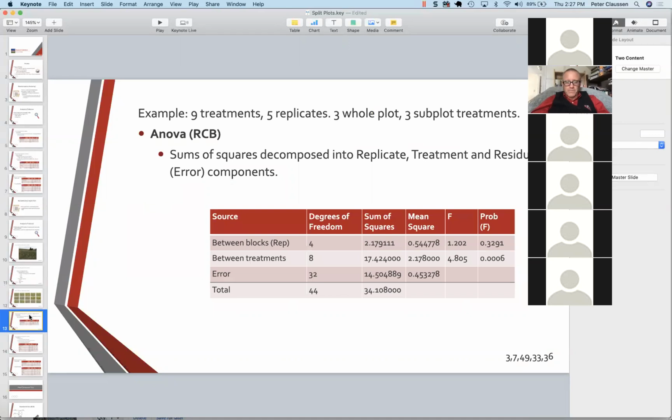And let's see. If we analyze this then as an RCB analysis, we have the replicates and the between treatments, the different sublevels, and then our error. This, however, is a bit misleading because we do not account for that nesting. So let's go over and take a look at the actual trial.